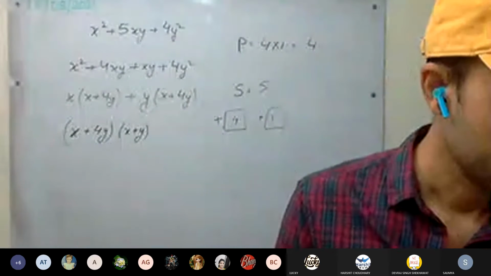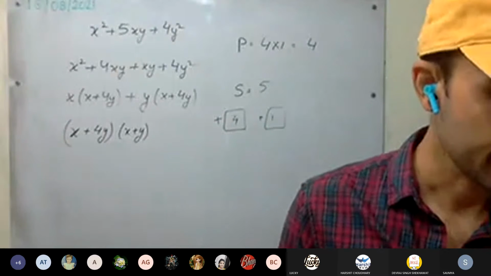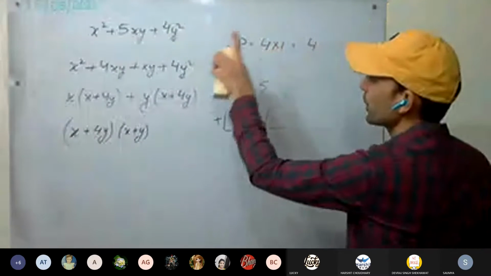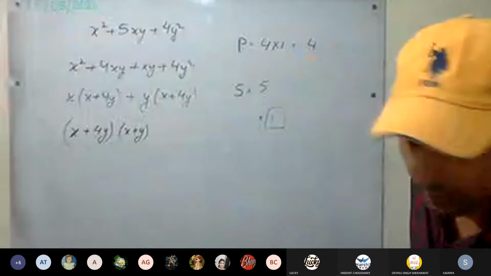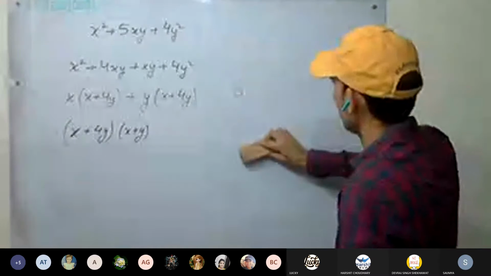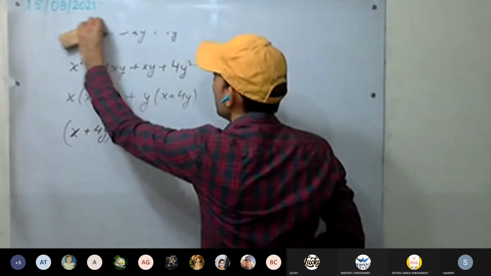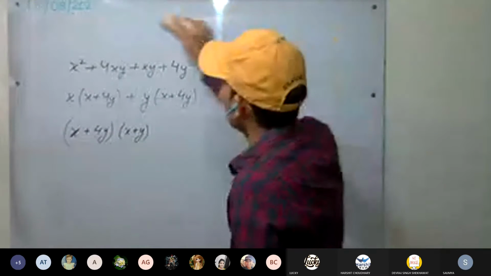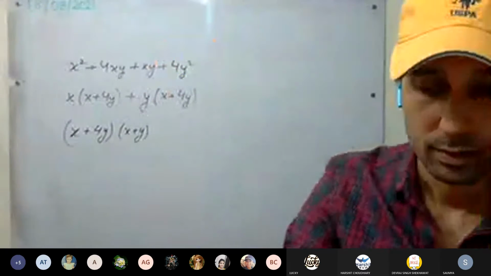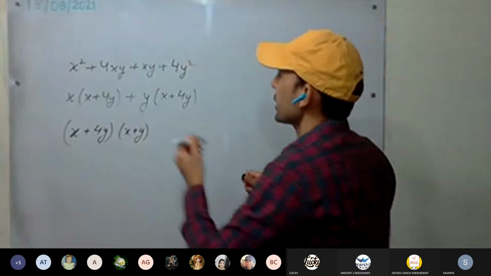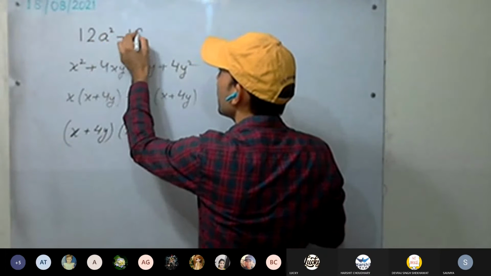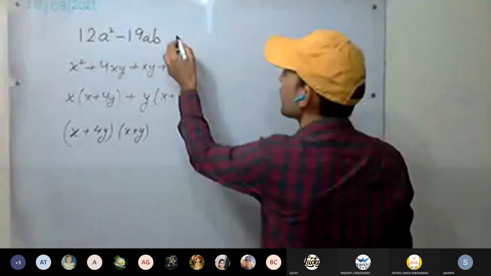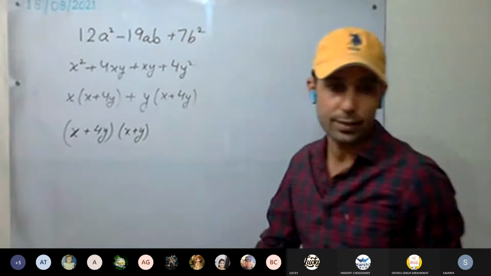Try next: 12a square minus 19ab plus 7b square. Again, the same way: in a square, a is raised to power 0, or in b square, b is raised to power 0. Try it the same way. Let me write the question first: 12a square minus 19ab plus 7b square.